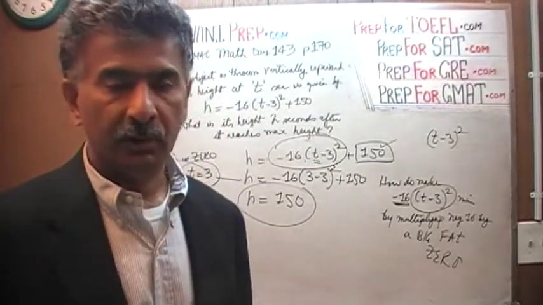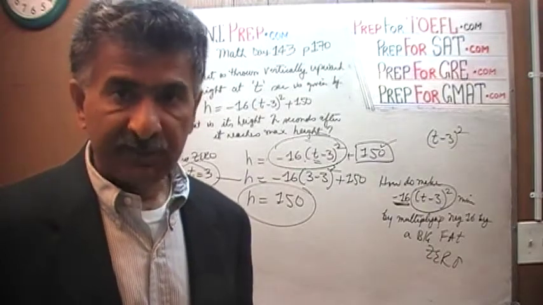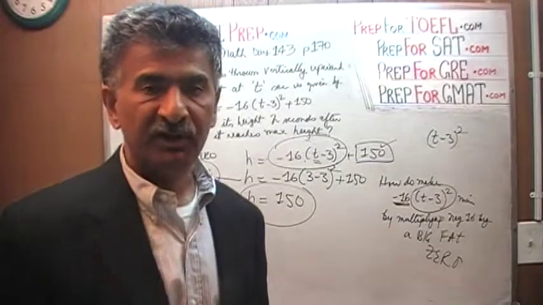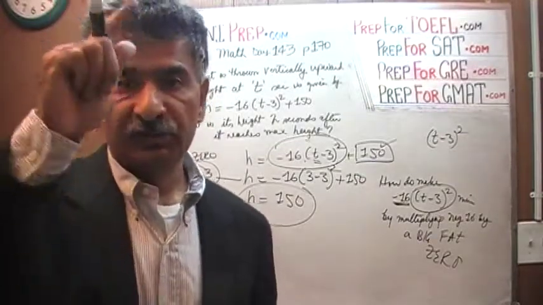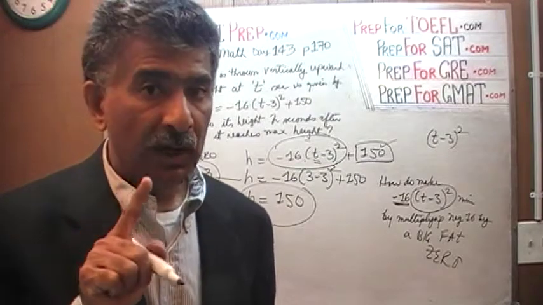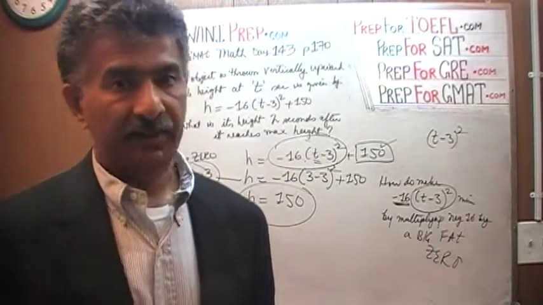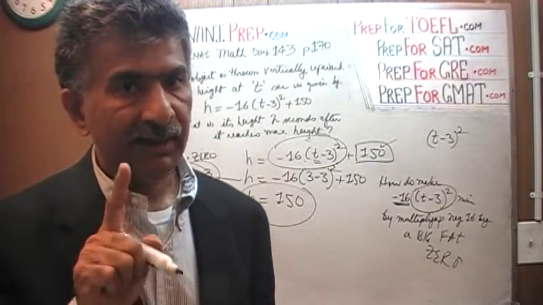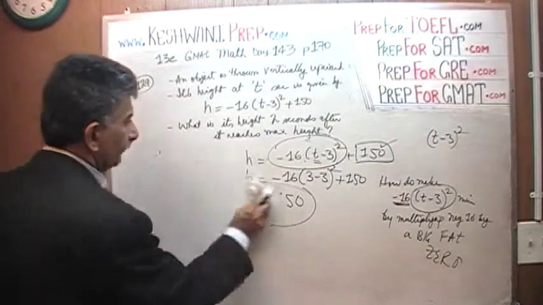If you want to use the term launched, then 3 seconds after it's released vertically upward, it reaches its maximum height. We want to know what the height of this object is 2 seconds after that. So we want to find out its height at precisely 5 seconds. Let's find out.